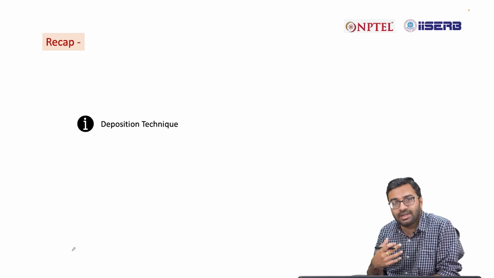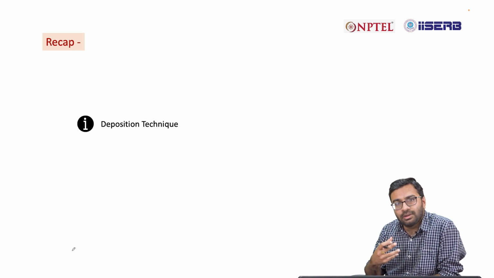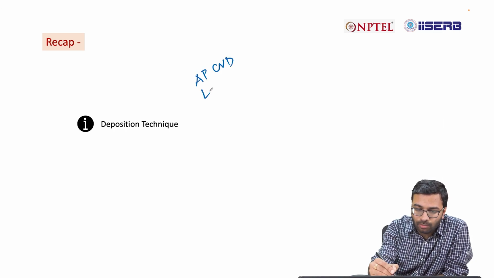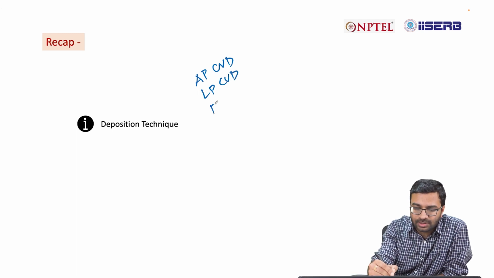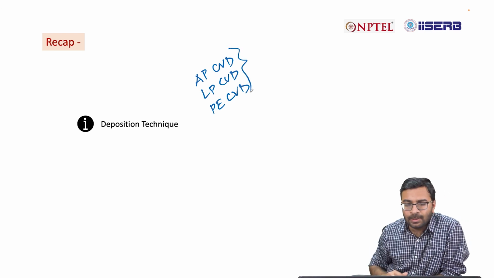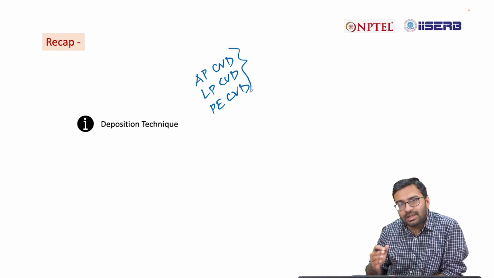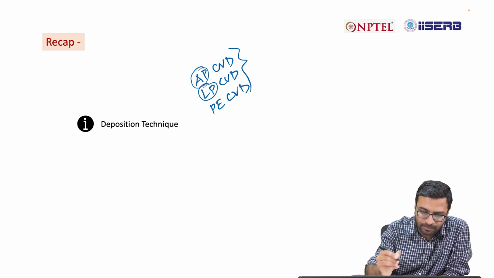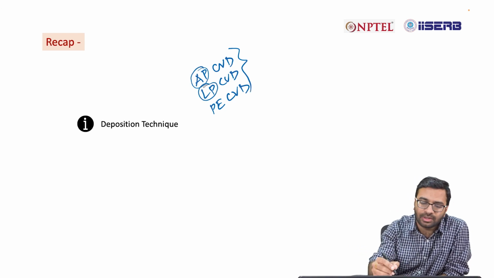However, it varies from system to system or reactor to reactor or process to process, because CVD also can be classified into different processes. For example, it can be atmospheric pressure CVD, it can be low pressure CVD, or it can be say plasma enhanced CVD, so on and so forth. So, we have seen that CVDs can be classified in different processes based on the pressure involved in the process or based on the stimuli.